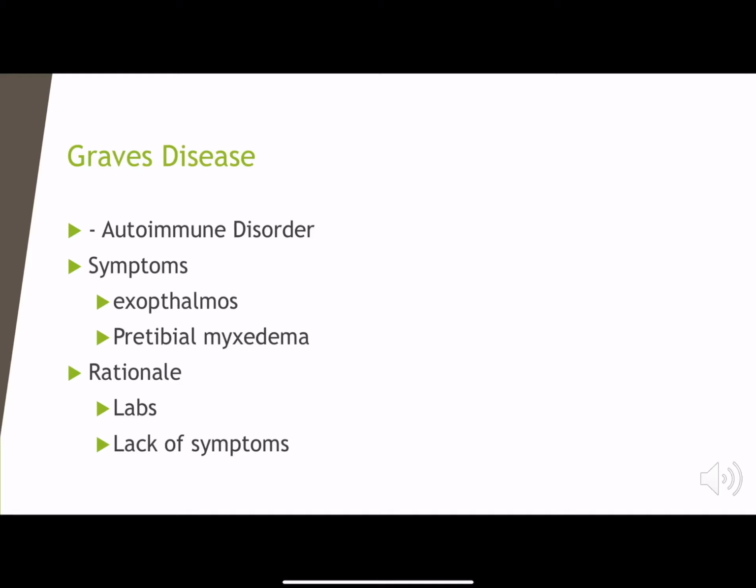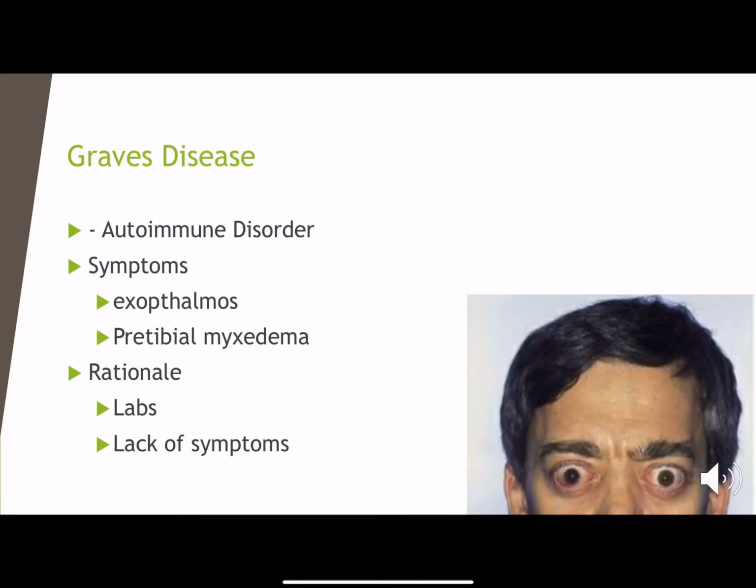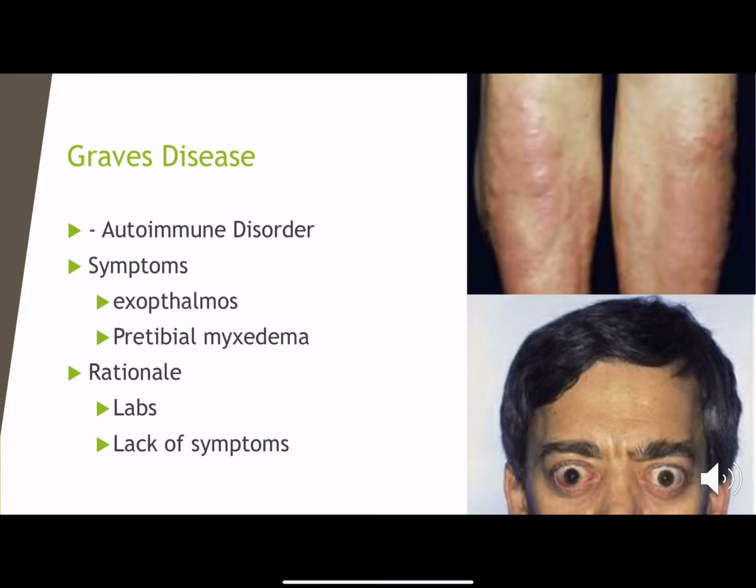It is an autoimmune disorder. Two of the biggest symptoms that you see with an extreme case can be the exophthalmos, which is the bulging of the eyes, and then you have the pretibial myxedema, which is the connective tissue conglomeration that happens on the bottom of their legs between the ankles and the knees, and just causes these clumps of connective tissue with discoloration.